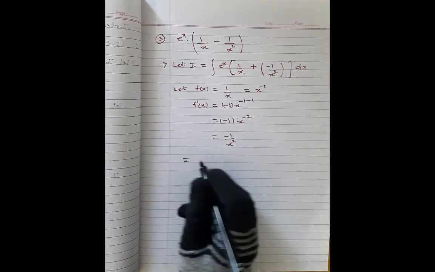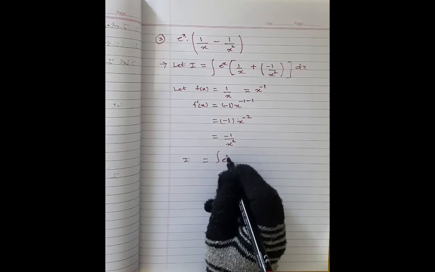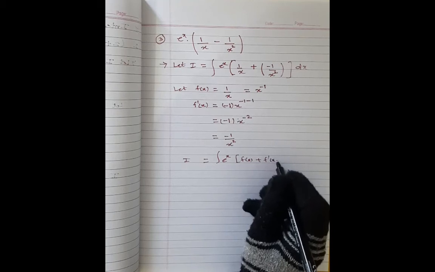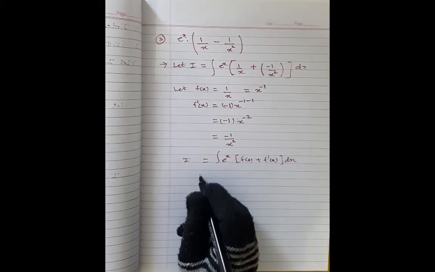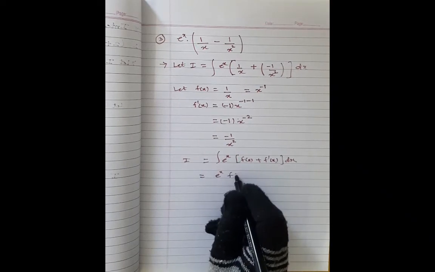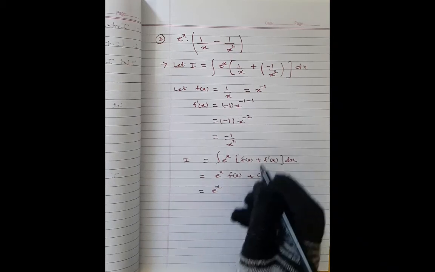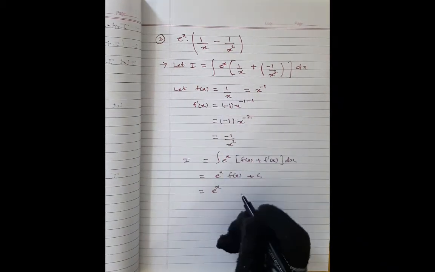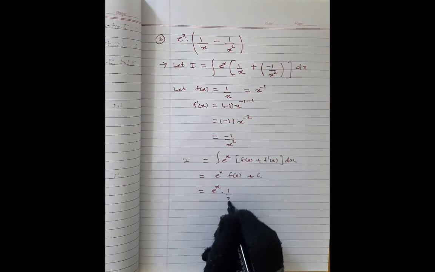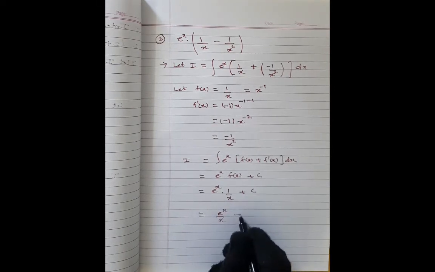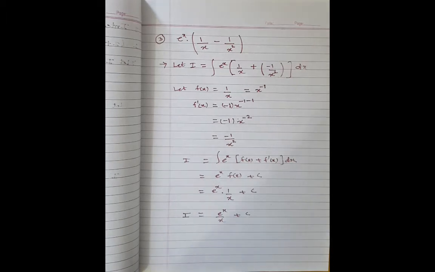So what is our integration? I is integration e raised to x into f of x plus f dash x into dx. What is our answer? E raised to x into f of x plus c. Here substitute f of x, which is 1 upon x. E raised to x into 1 upon x plus c. So our answer is e raised to x by x plus c. This is our integration I.